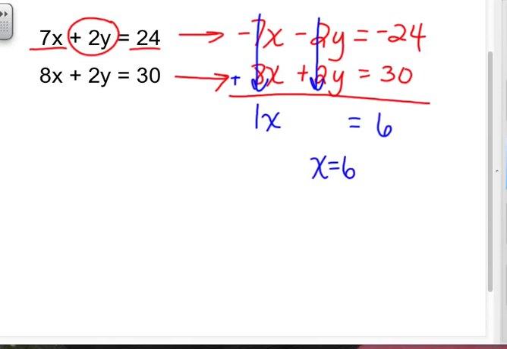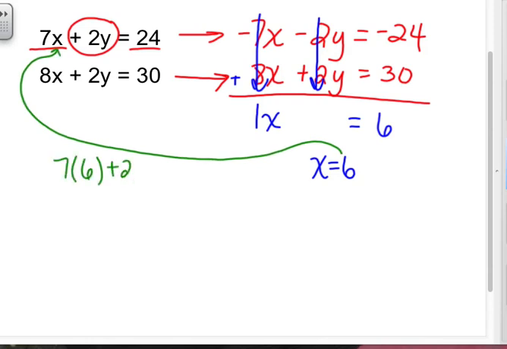X equals 6. And I think without doubt now you know where to go from here. If x equals 6, go back to your original equations. Pick one. Pick the top one. I'm going to take this and I'm going to plug them in there. Seven times 6 is that. Got to move that 42 over to the other side. Subtract 42.